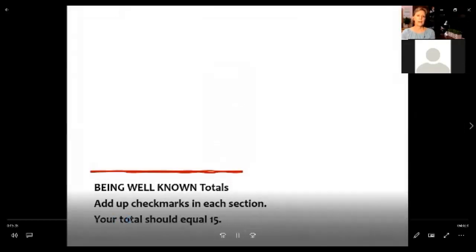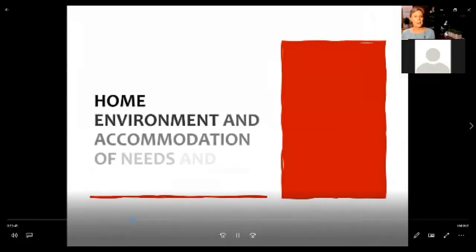And so looky there, we are done with section 2 called being well known. There happens to be 15 practices represented there. Notice I'm not really saying 15 points. It's not about points anymore. It's about practices and how many you have fully implemented, how many might be partially implemented, and how many not at all, which hopefully will inspire you to implement them, right?